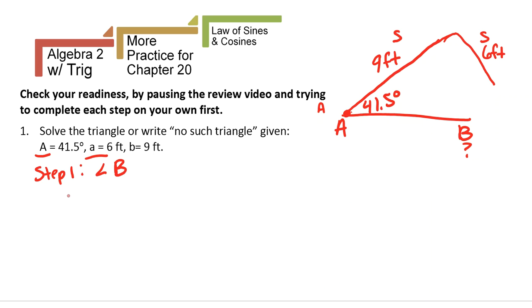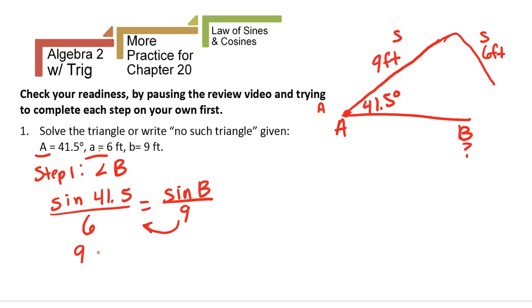So to find angle B, I'm going to set up law of sines. Anytime you have a capital letter and a small letter that pair up, you're going to choose law of sines. And we've got a 9 here. And I like having my variable in the numerator because all I have to do is multiply 9 on each side. And then I'm ready to go to my calculator. Make sure your calculator is in degree mode, not radians. And I'll pause the video here to check out what you come up with.